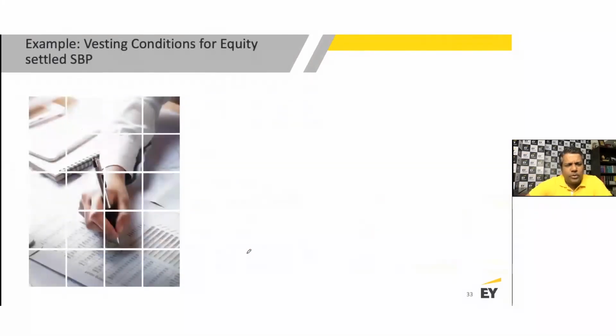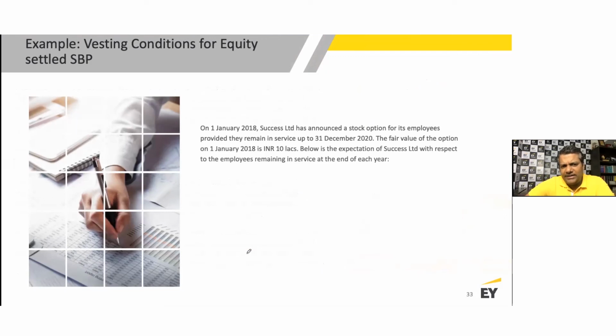All right. So let's look at this example, vesting condition for equity settled share-based payment. On 1st of January 2018, Success Limited has announced a stock option for its employees, provided they remain in service up to 31st of December 2020. So 18, 19, and 20. That means 3 years. The fair value of the option on 1st of January 2018 is INR 10 lakhs. Below is the expectation of Success Limited with respect to the employees remaining in service at the end of each year: 2018, 91%, 2019, 89%, and 2020 is 82% actual. All the employees to whom the shares are vested exercise their options.